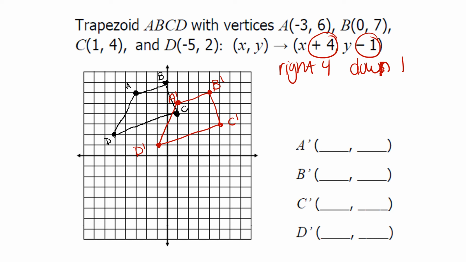A prime is now located at 1, 6. B prime is located at 4, 6. A should be at 5. C is at 5, 3. And D is at -1, 1.